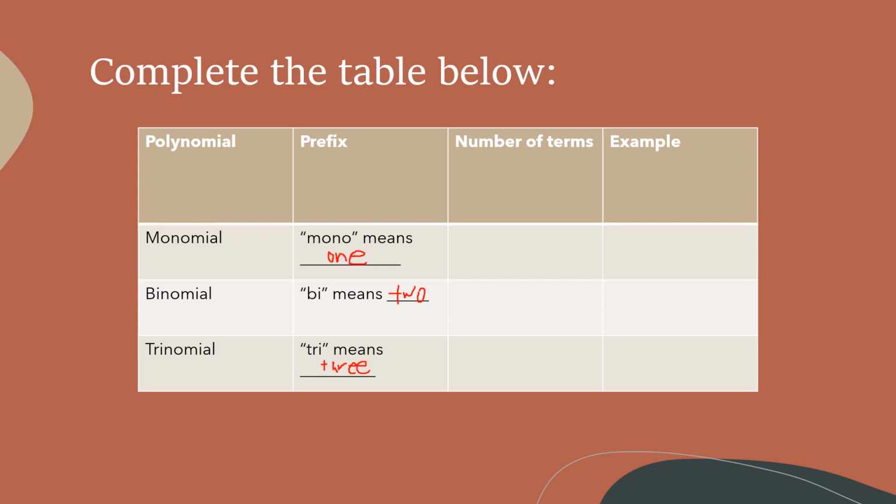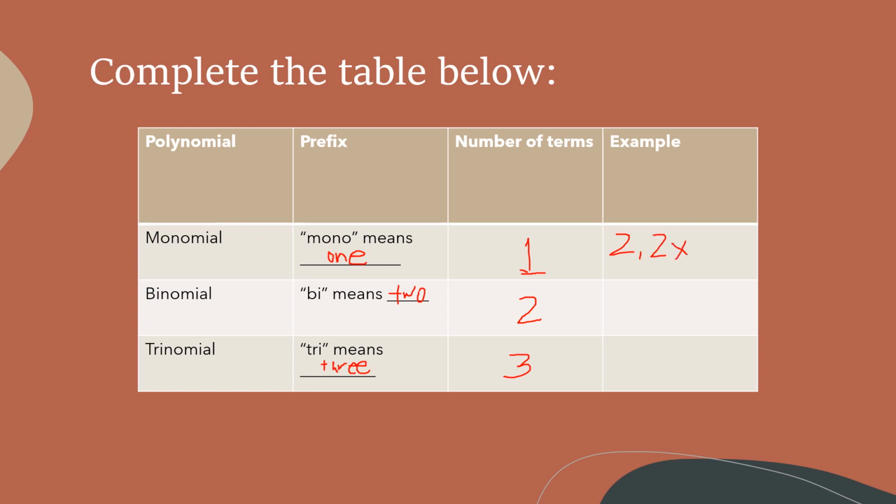So for the number of terms, for monomial, we have 1 term. For binomial, we have 2 terms. And for trinomial, we have 3 terms. So for examples, we have monomial. It could be a variable, or it could be the product of a number and 2 or more variables. So it could be 2, it could be 2x, 2xy, and so on and so forth.